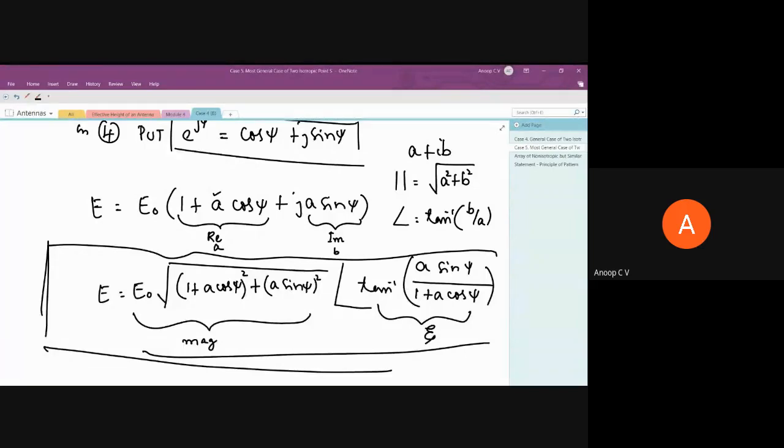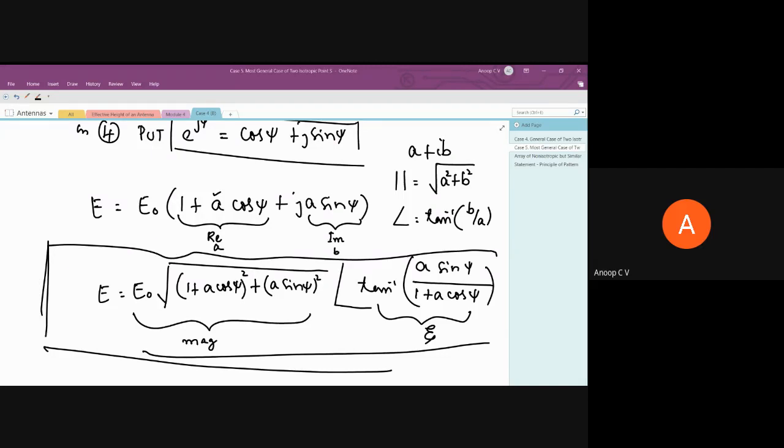So that was case 5. Even though this expression looks a little bit lengthy, it's very simple. The assumption is source 1 has the larger magnitude, that is E naught, and source 2 magnitude is A times E naught, where A is a real number between 0 and 1. So A is a fraction, which means the magnitude of source 2 is A times E naught, and the phase difference is delta.